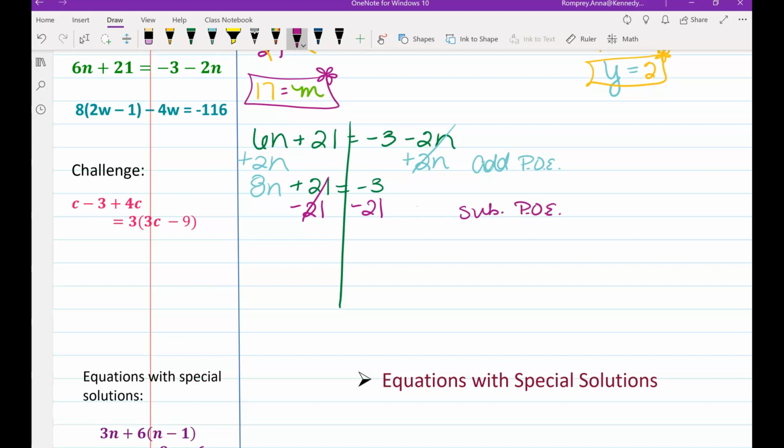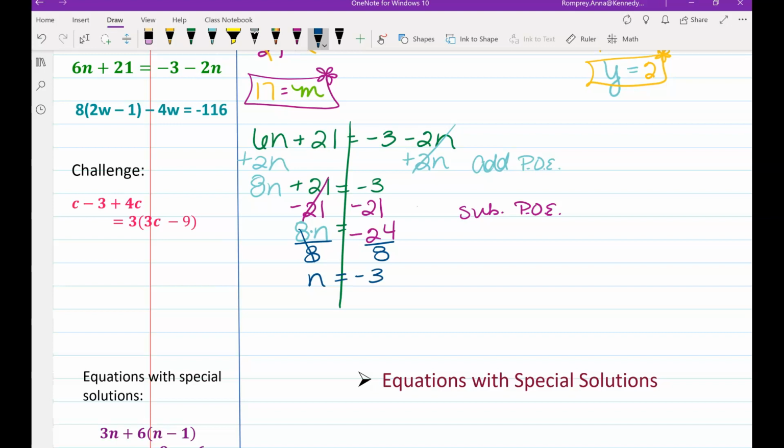So negative 3 minus 21 gives me a negative 24. And I bring down my 8n. So remember, this isn't just 8n, this is 8 times n. So how do we undo it? Yep, divide both sides by 8. So n equals negative 3.